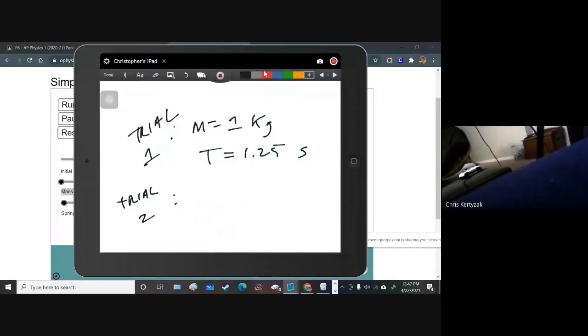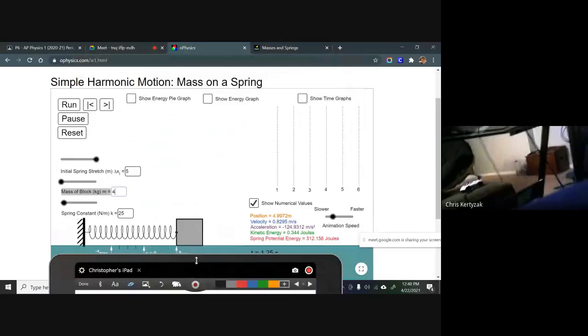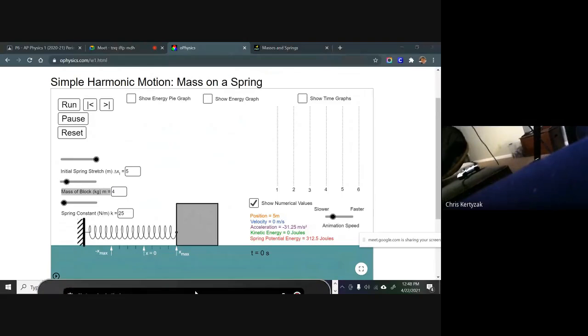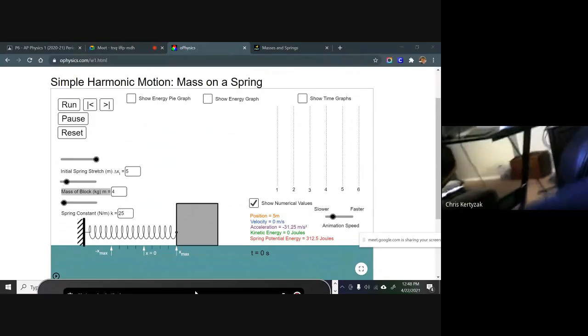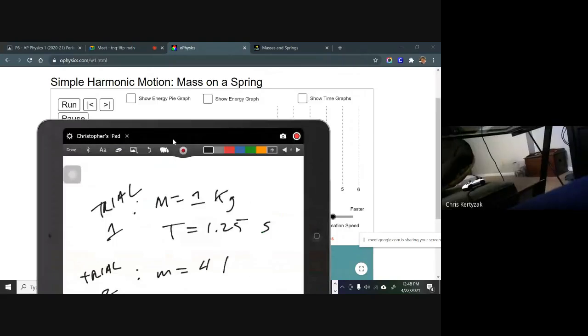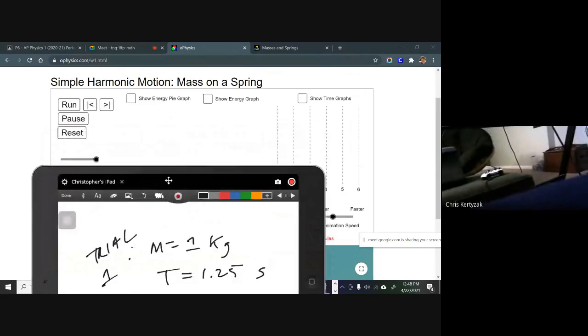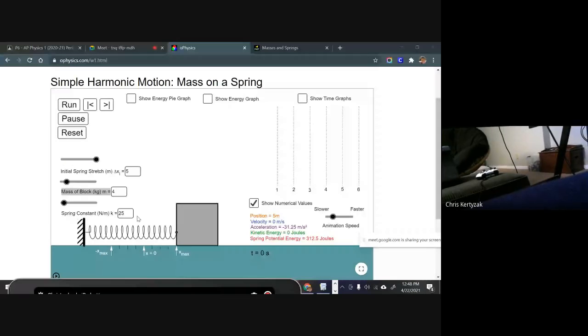So now we're doing trial 2, where I'm going to quadruple the mass from 1 kilogram to 4 kilograms to test if there's some either square relationship between period and mass or square root relationship. And we'll find out. I'm increasing the mass up to 4 kilograms, so that means the mass is increasing by a factor of 4. Let's see what happens to the period. Go ahead and run.